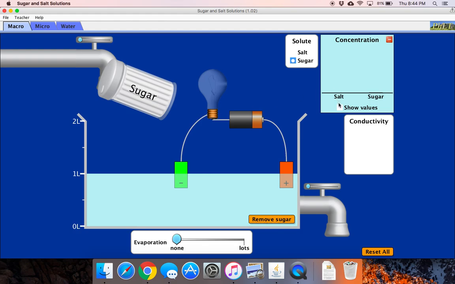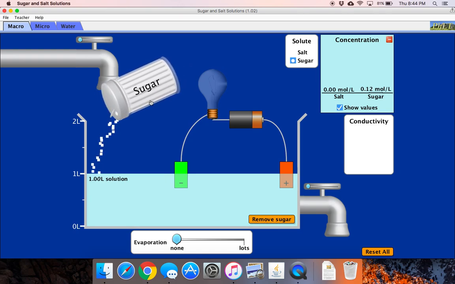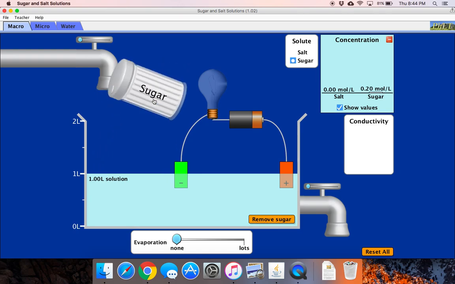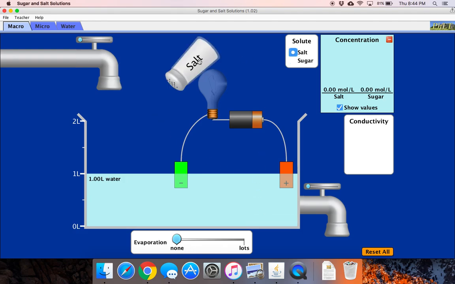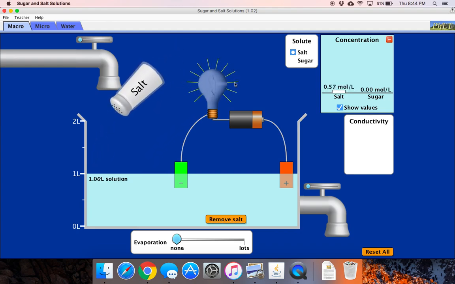If I go to the top right, I can see the concentration. As I'm adding solute and keeping the amount of water the same, the concentration goes up. If I remove the sugar and test the conductivity of salt, guess what? We see the yellow lines growing around our light bulb. So it is conductive. Why would these two things, which are pretty similar white solids, differ, with salt being conductive and sugar not?